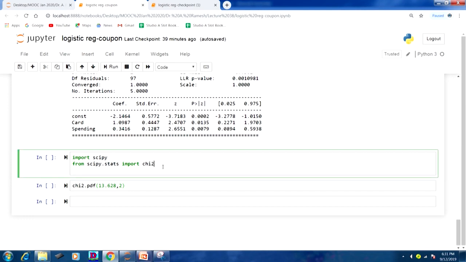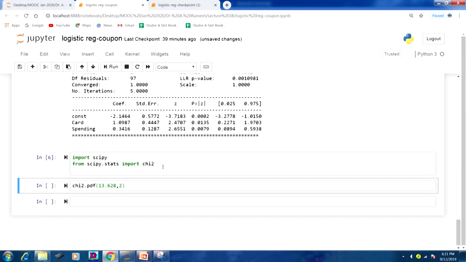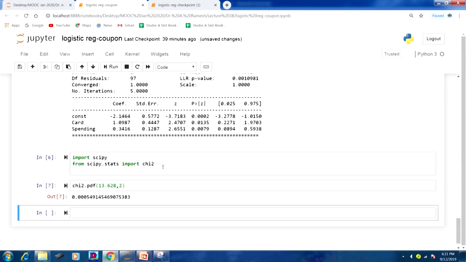This is the code to check the G value. For example, as I told you previously, the G value is 13.628, which is mentioned in my PPT also. So the chi-square value is 13.628 and the degrees of freedom is 2. Why is it 2? Because there are 2 independent variables. The corresponding P value is 0.0054, which is less than 0.05, so the overall model is significant.